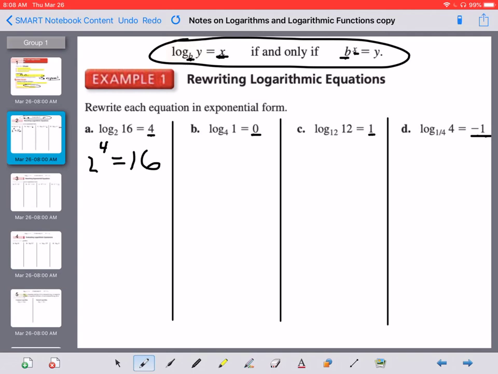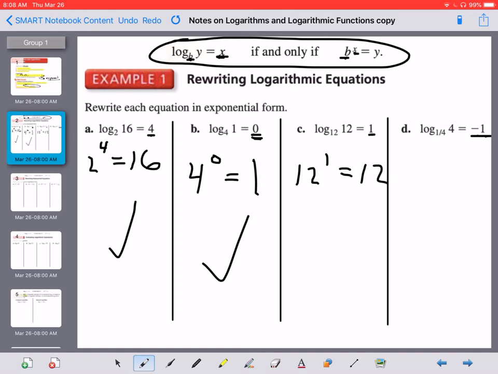Does that work? Yeah. 2 times 2 times 2 times 2 is 16. Next, 4 to the, again remember this guy's the exponent, 0 equals 1. Does that make sense? Yes. 4 to the 0, anything to the 0 power is 1. Check. 12 to the 1st equals 12. Does that make sense? Yeah. Anything to the 1st power is still that number. Check.